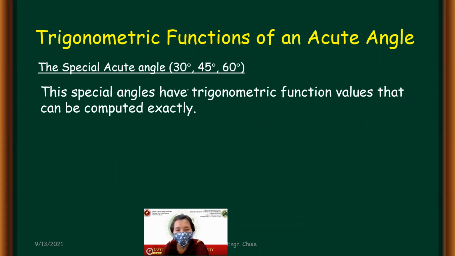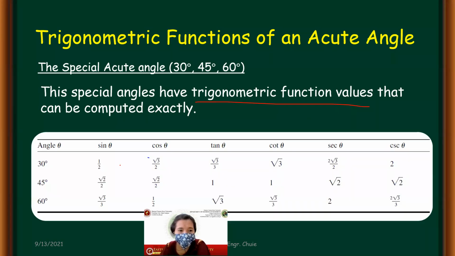So we also have special triangles. Aside from the right triangle, we have the 30, 45, and 60. So these special angles have trigo functions which have an exact value. So I have a tabulated summary of the values for the 30, 45, and 60.